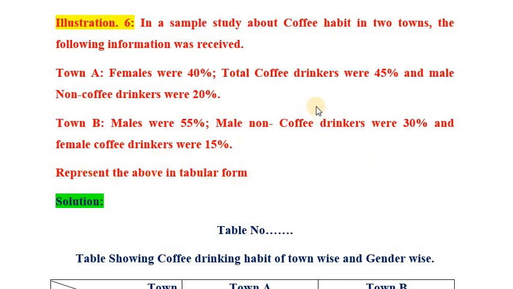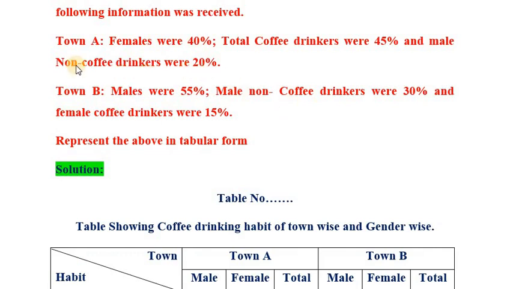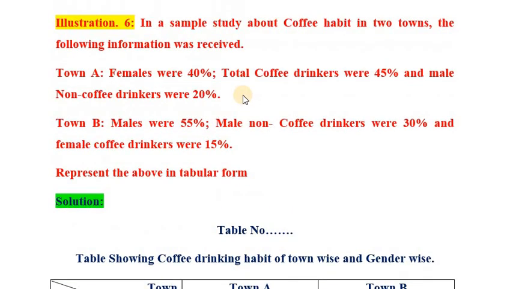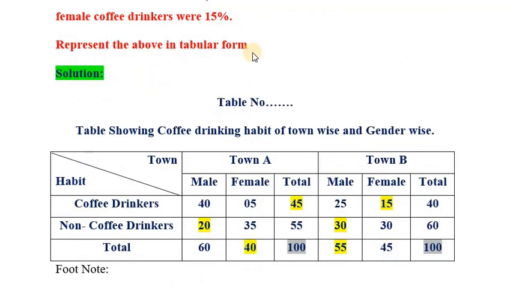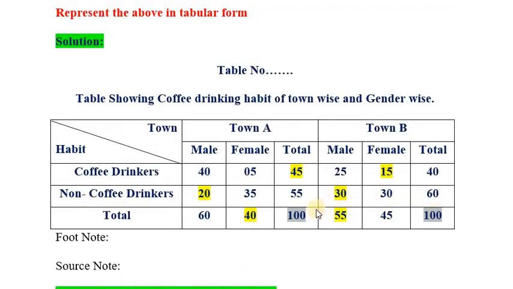Very simple problem. So, in this problem, we come across 3 variables. I'll just read out the variables now. Town is one variable. Gender is another variable because we have here male and female. And the third variable is the coffee drinking habit of the people, that is coffee drinkers and non-coffee drinkers. So, 3 variables we have identified. And now let us decide upon the number of columns and number of rows. Since here we have 3 variables, let us put 2 variables as caption and 1 variable as rows, preferably. So, it will be very easy to put the information on the table.